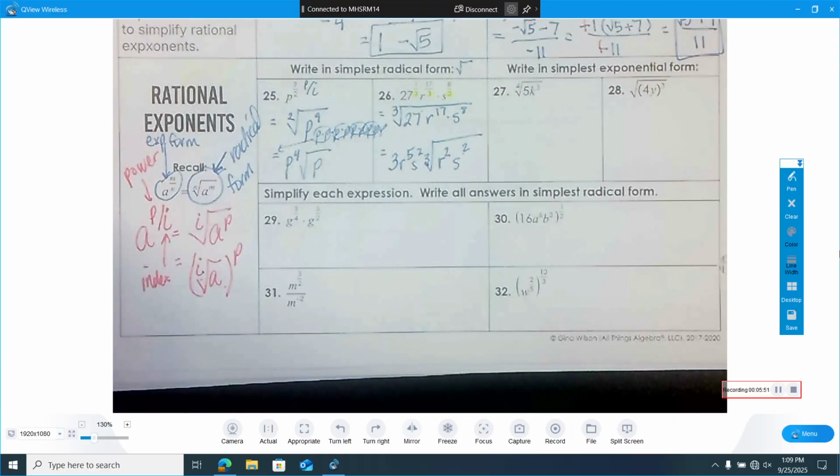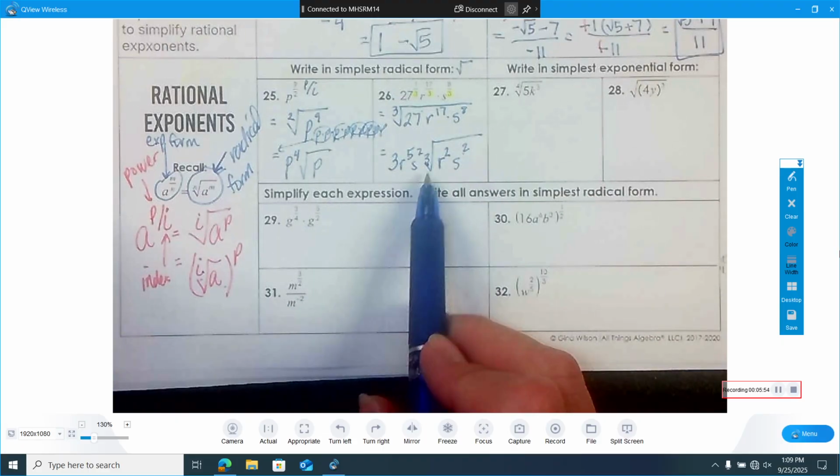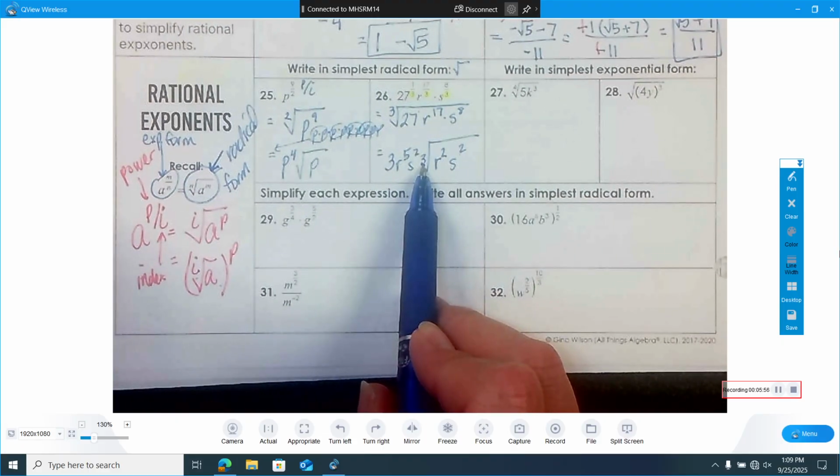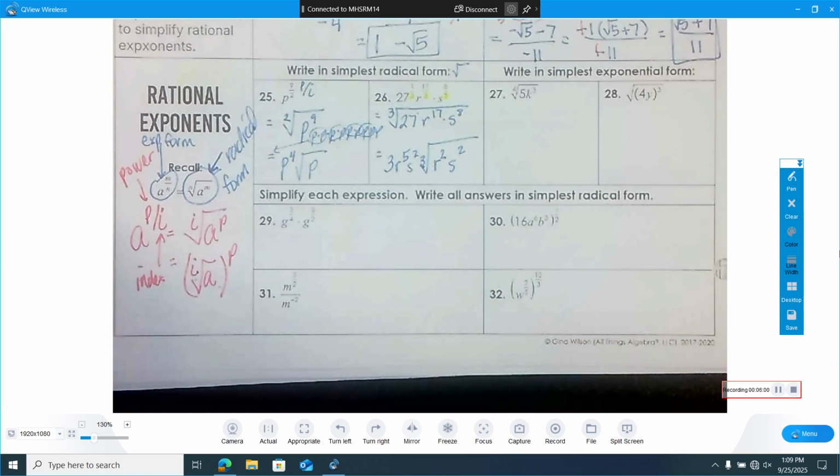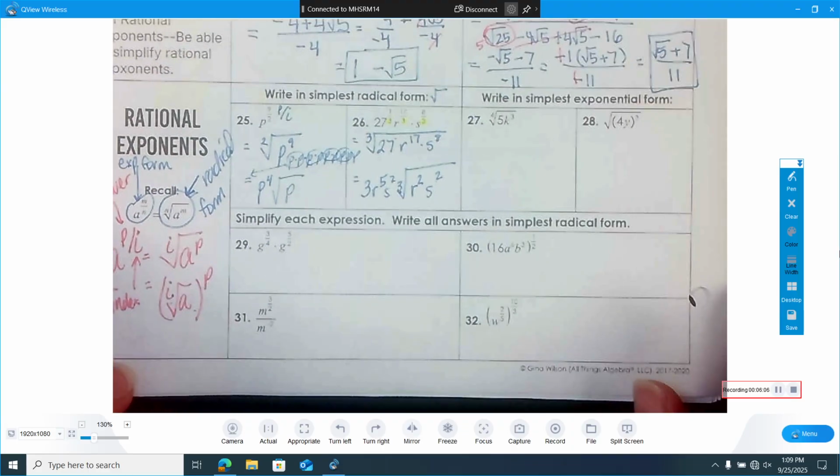All right, questions on those? Did you put your index number in there? Yes. It's wrong without the index. So, no. The 2 is implied. That's one of that invisible math thing, which I don't like. I try to be very, very straightforward about things.